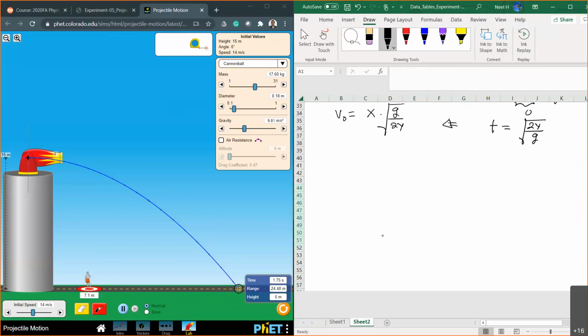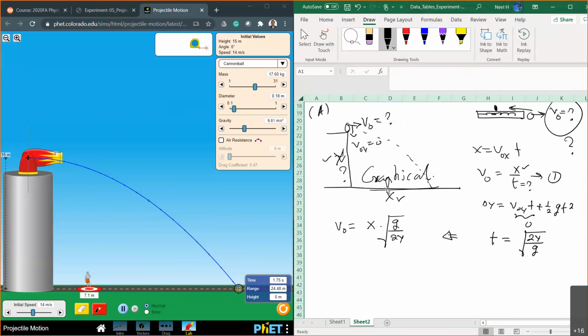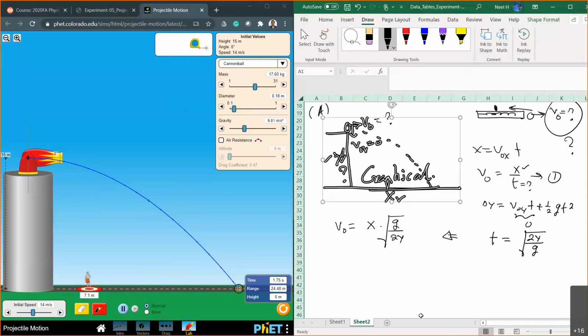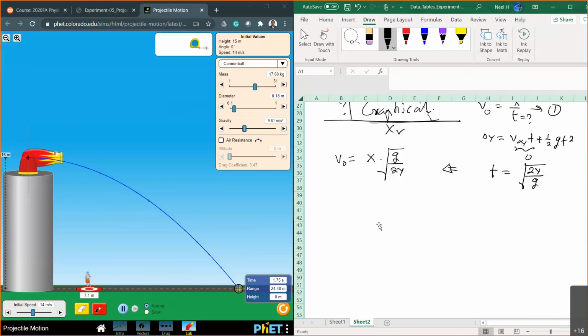So the same V0, I want to recalculate by using the graphical method, which means by making a graph. So if I want to do that, I have to make a graph. So how am I going to make the graph? Anybody know? What should I do? Insert graph in Excel using table one data.